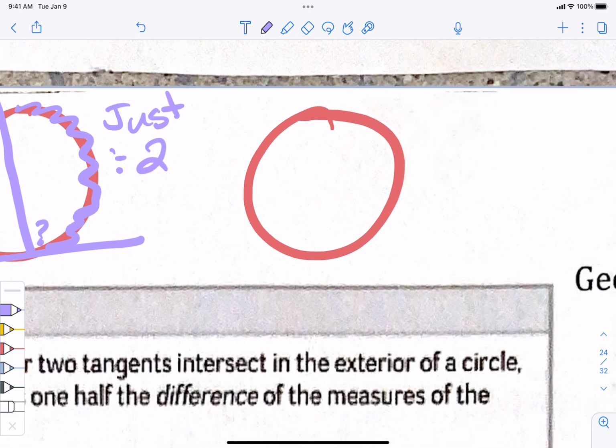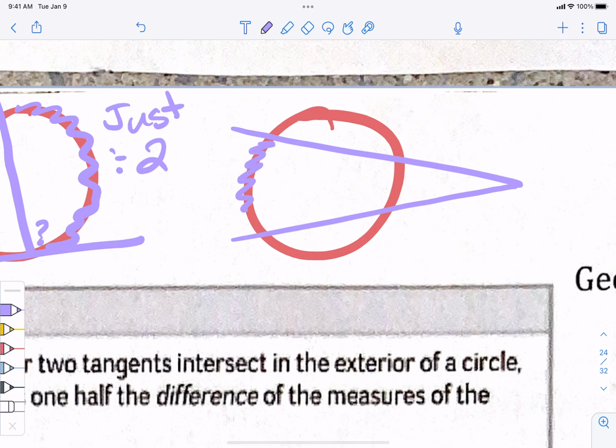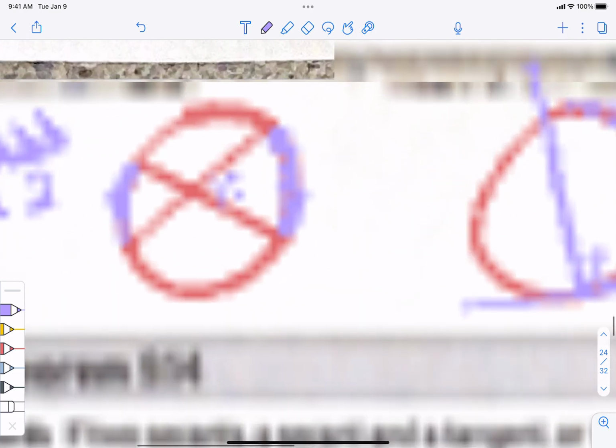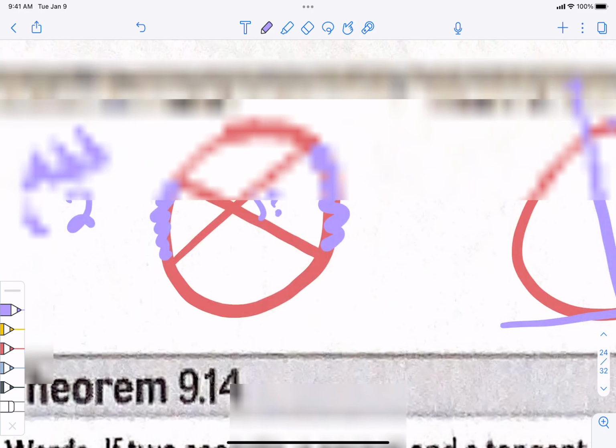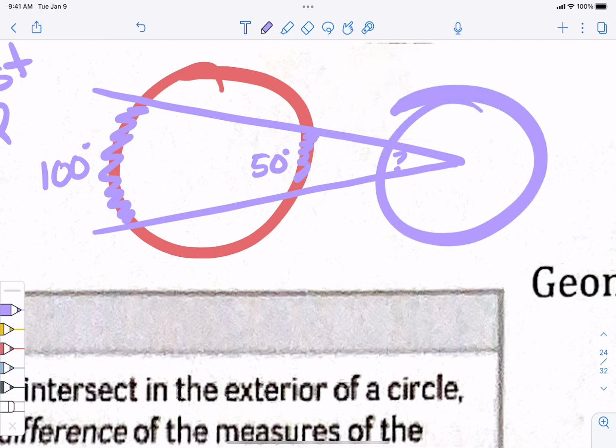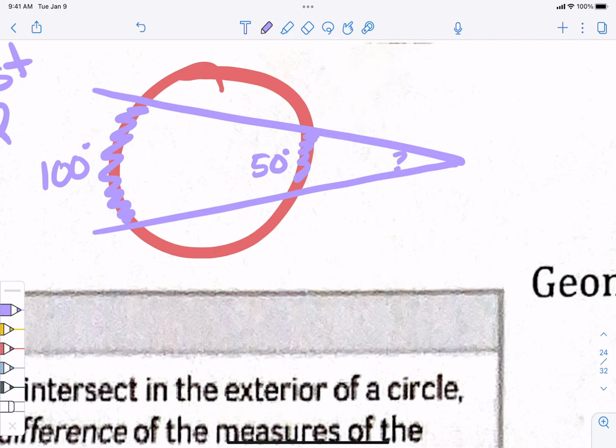Now, here's the last concept. Ready? I have a secant line here, and I have another secant line here, okay? And they will tell me what this arc is. Let's say that this arc is 100 degrees, and let's say that this arc is 50 degrees, and I want to find the measure of this angle. Okay, here they were intersecting inside, so I add them up and divide by 2. Here I just divide by 2. Here they're touching outside. The angle here is outside of the circle. How do I do that?